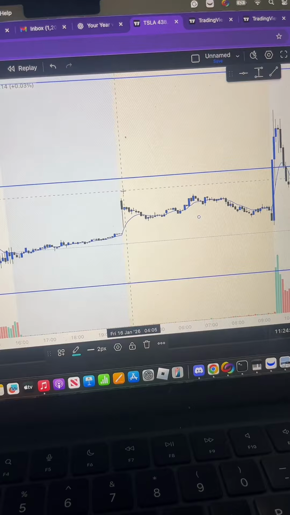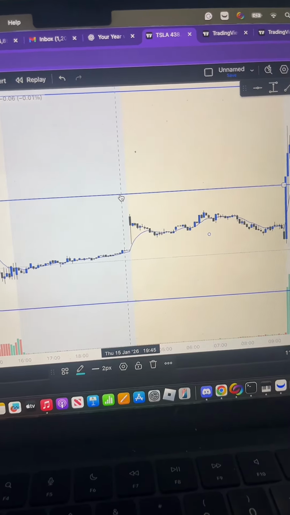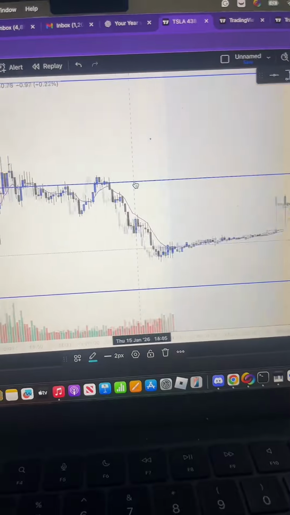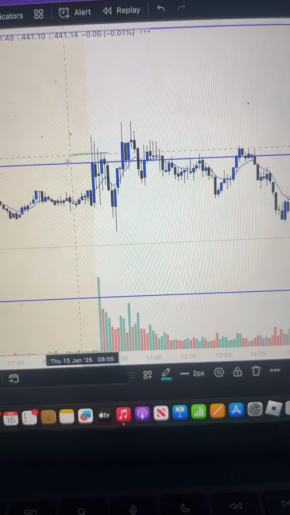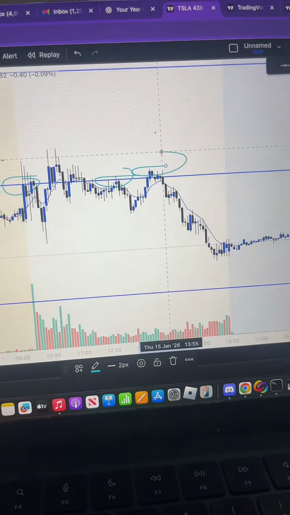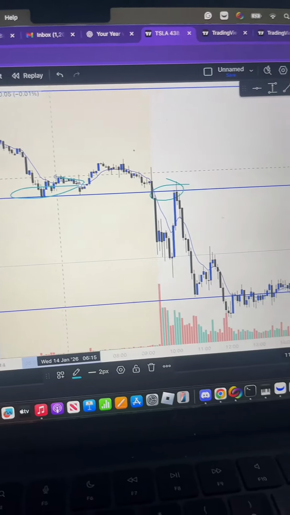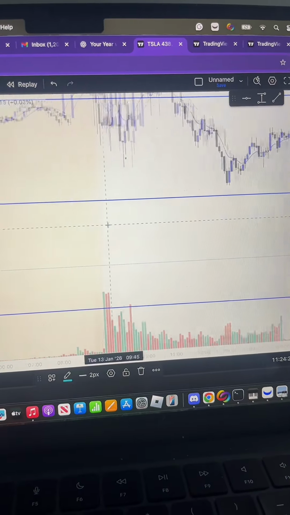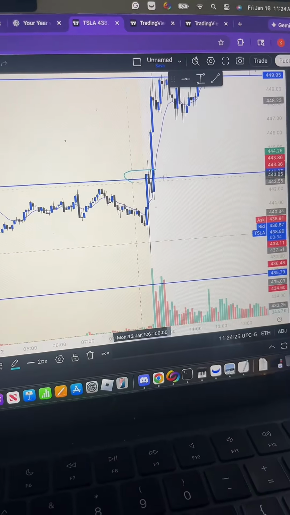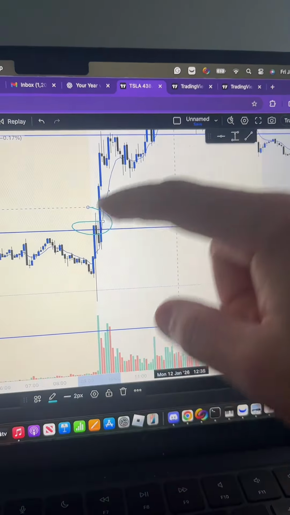And now I want to see us break out of a psychological level. So what we broke out of today was the 443 level. And this is because we rejected off of this multiple times in the past on the 5-minute chart. You want to see this hold as support and resistance multiple times. As you guys can see, we do just that, and also here. And the last time we broke out, we saw a big explosive move, guys.